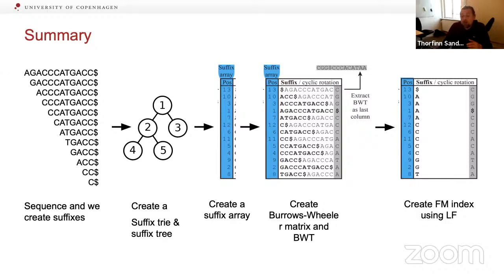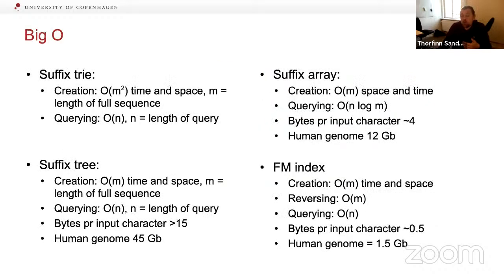Of course, the way we apply this is that we want to query a sequence. So after this slide, I'll talk about that. I mentioned the suffix tree. If you're building an FM index, then the creation time is linear in M. Reversing it is also linear in M, and querying is linear in the length of the sequence.